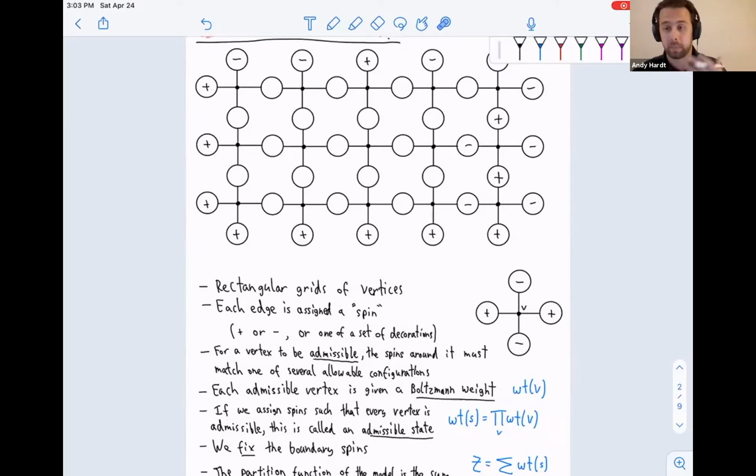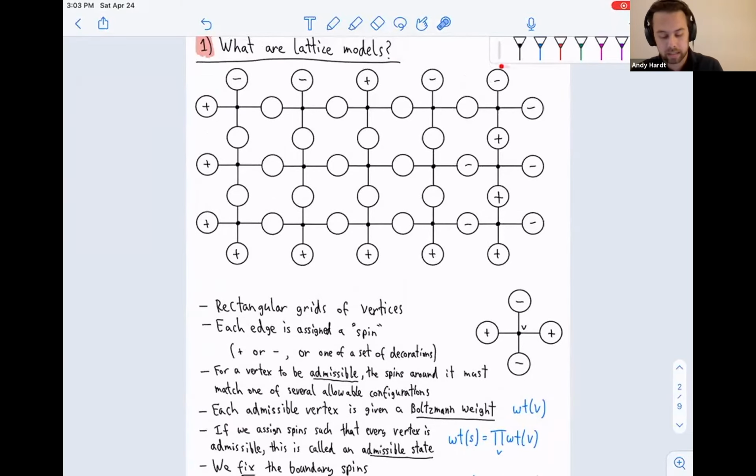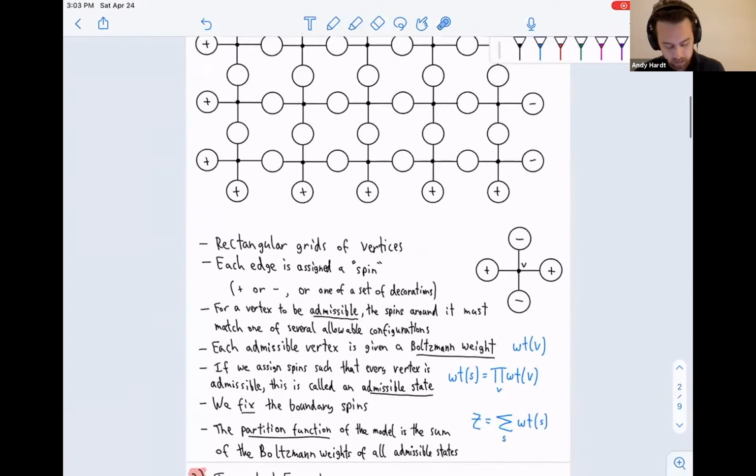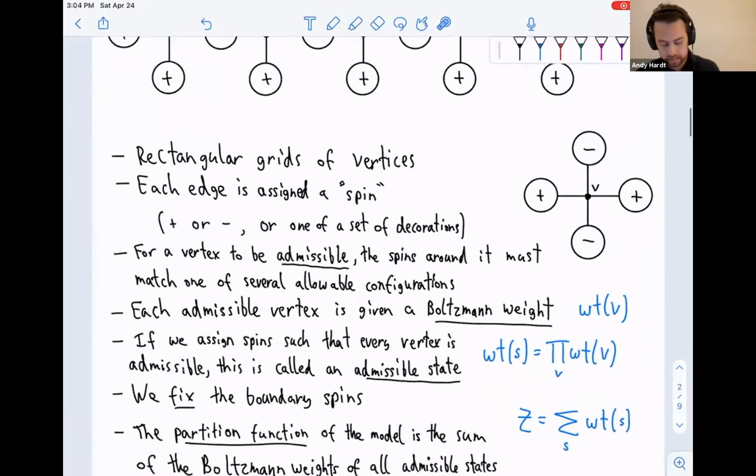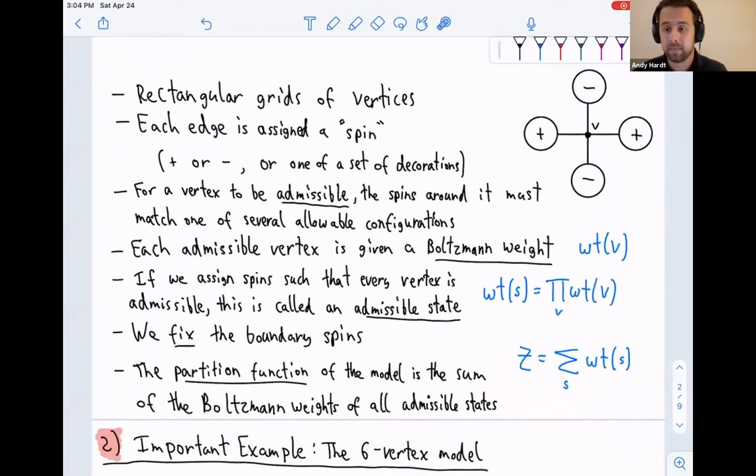Okay, so how do we come up with special functions with these objects? Well, there are many ways, but one of the most important is called the partition function. So we fix the boundary spins like I've done here. And then the interior spins, if I just delete these, we can sum over all possibilities of these interior spins such that we get admissible states. And so if we sum the Boltzmann weights of all of these states, we get a function that we call the partition function. I've called this Z right here. Okay, so this is a way for us to construct functions.